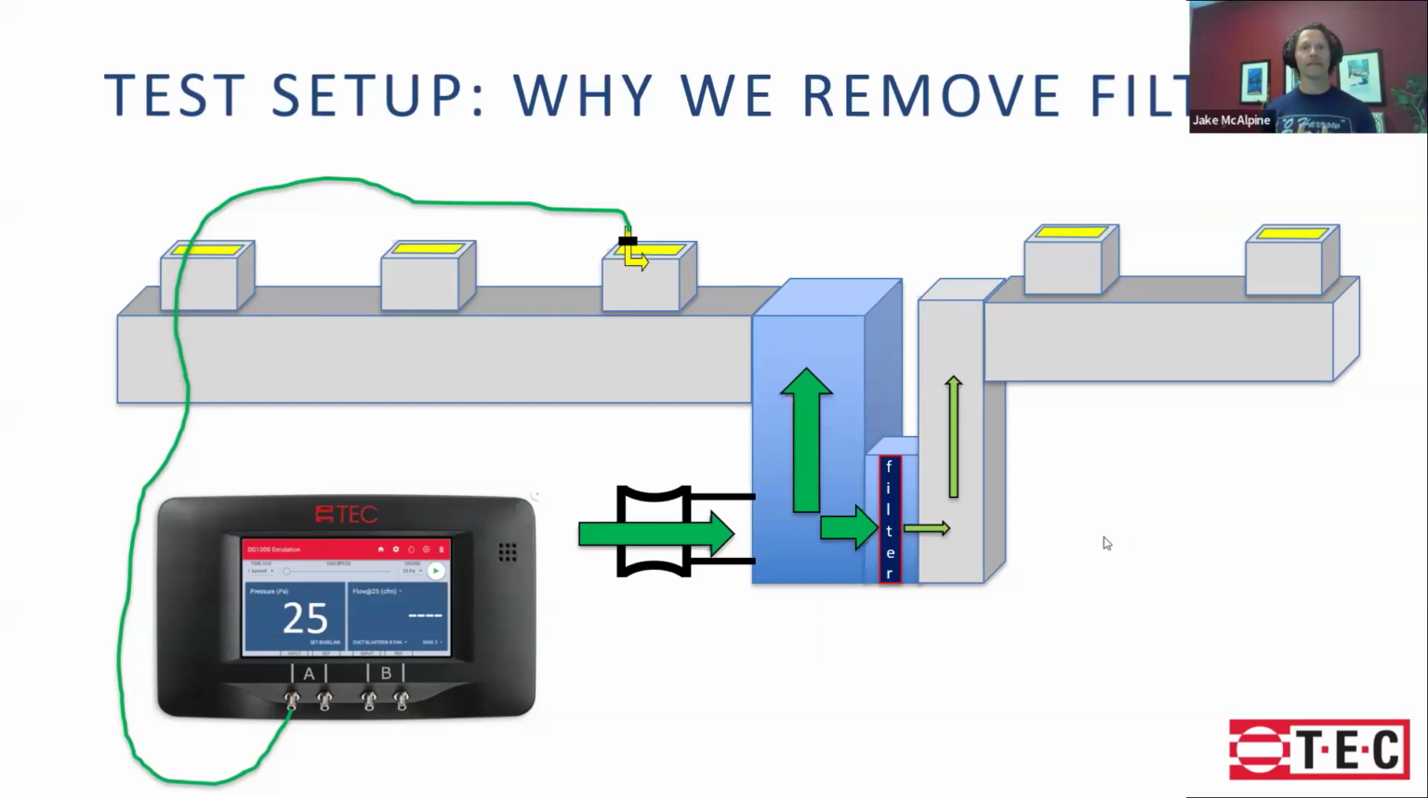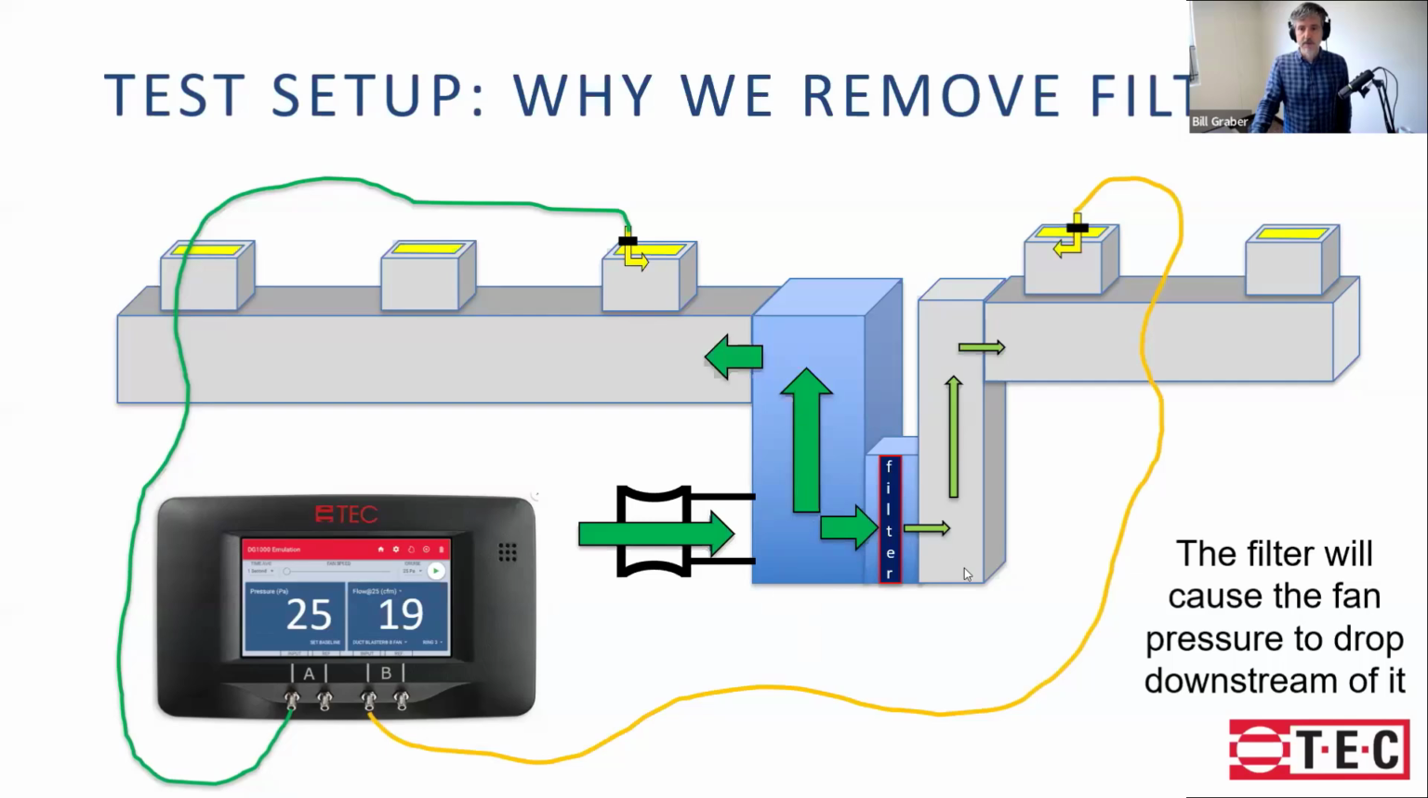That filter causes a restriction in airflow, and it causes a drop in the pressure. Right, that makes sense. So if I were to hook up the second channel and put another probe in on the other side, I would actually read a lower pressure, something like this, where you could see 25 on one side and 19 on the other side. So you're going to actually see that pressure drop from the fan.